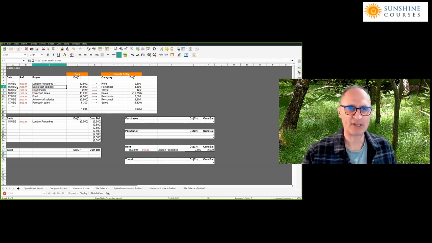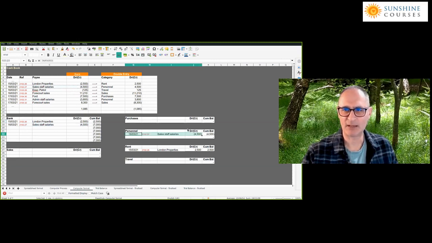So the second entry is staff salaries. So let's go ahead and post that. So we credit bank, and we're going to debit the personnel. I've got it as a plus, so I'm going to switch it to a minus. Sorry, I showed it as a credit, I'm going to switch it to a debit. I've now posted both sides of the staff salaries. I've credited bank, debited personnel.